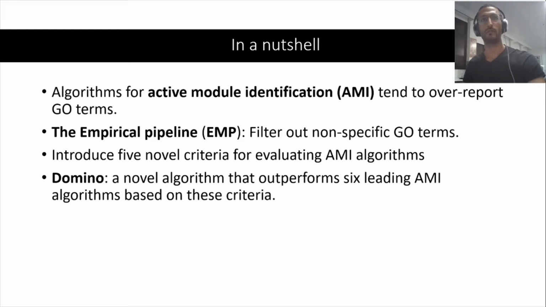To tackle this problem, we devised the empirical pipeline, or EMP for short, a procedure for filtering out non-specific GO terms. To measure a different algorithm based on the EMP calibration, we fashioned 5 novel AMI criteria. And finally, we presented DOMINO, a novel AMI algorithm that outperforms 6 leading algorithms based on these criteria. So let's start by illustrating what AMI algorithms are.